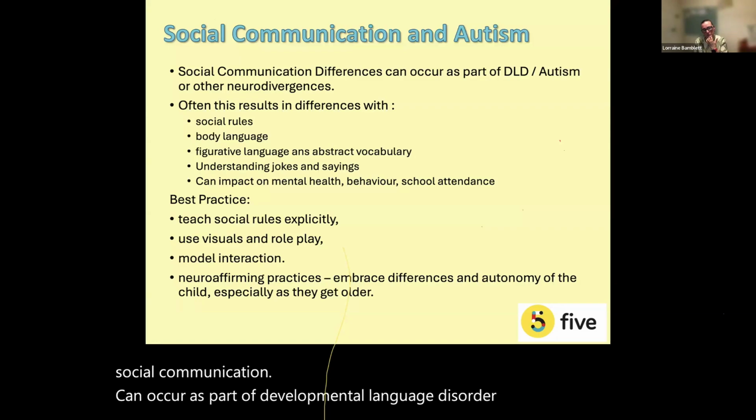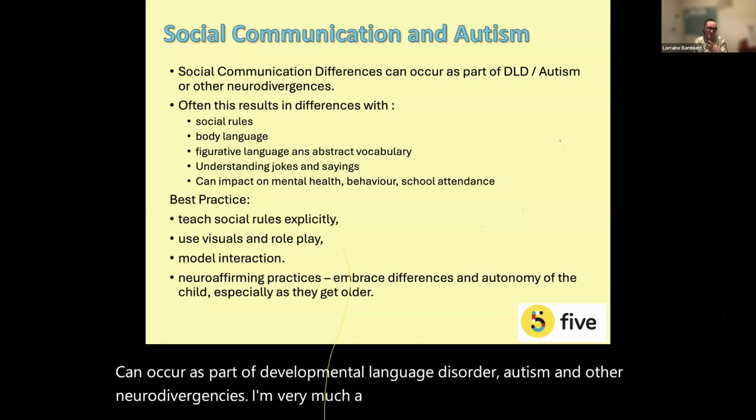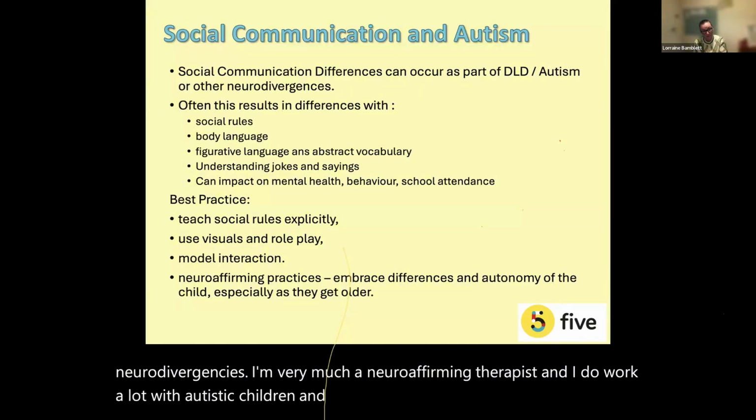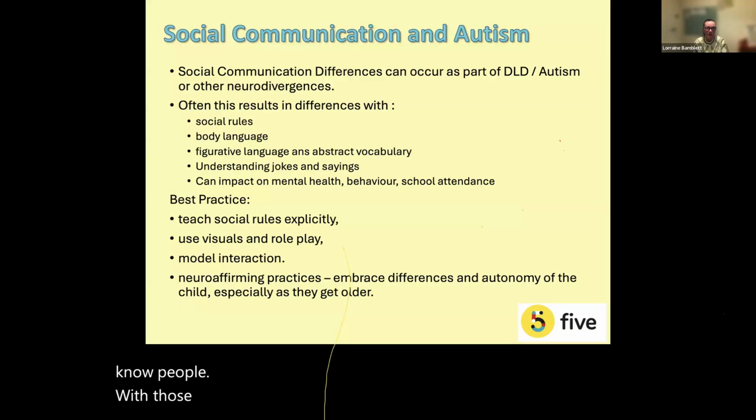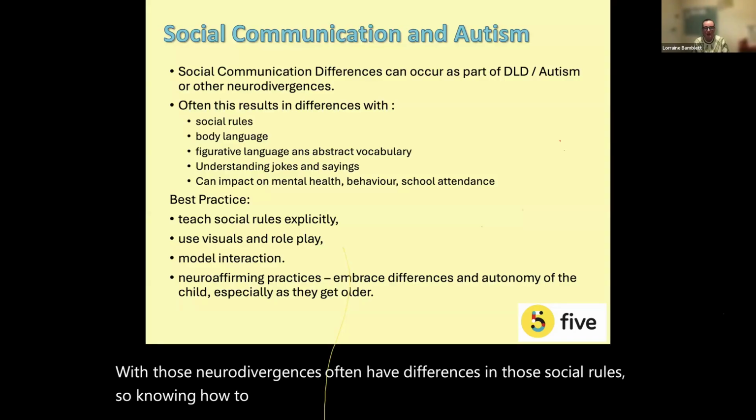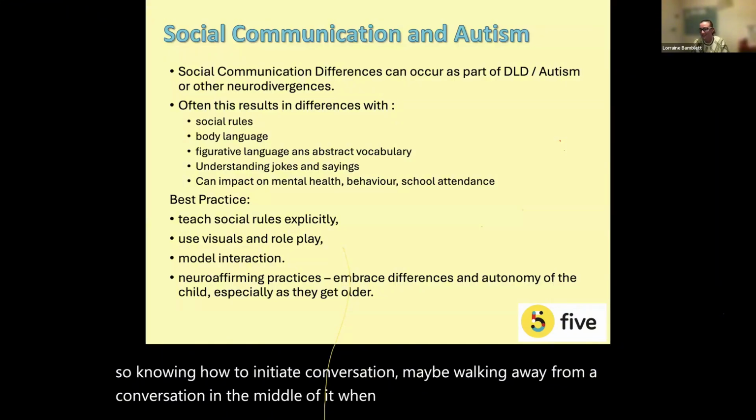autism and other neurodivergencies. I'm very much a neuroaffirming therapist, and I do work a lot with autistic children and young people and adults. And as we know, people with those neurodivergencies often have differences in those social rules. So knowing how to initiate a conversation, maybe walking away from a conversation in the middle of it when you're not sure it's meant to be finished, that kind of stuff.